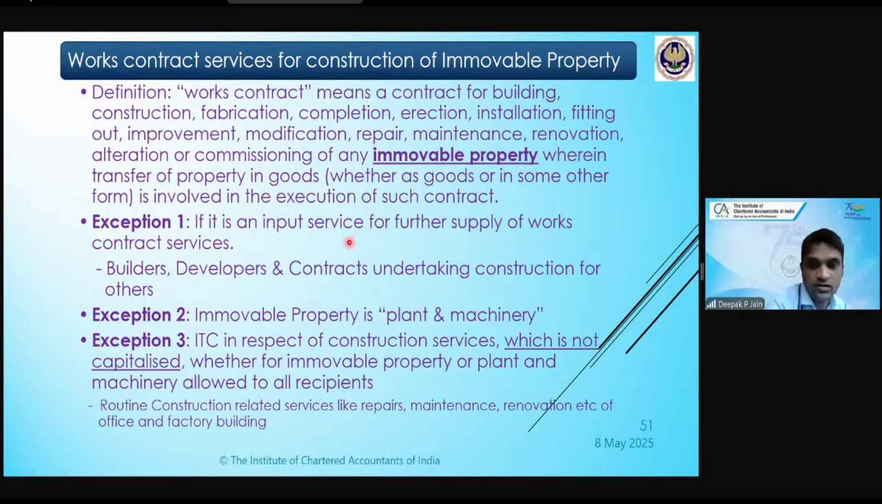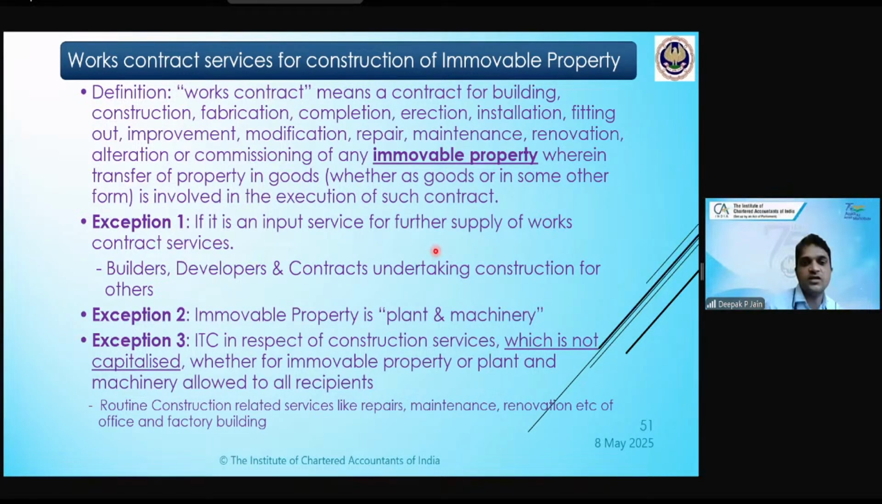It's a builder. The builder is building it and he will use it for supplying of the construction buildings. Then he will get the credit. So that's why builders, developers, and contractors who are undertaking construction for others, they will get the credit because it is an input service for further supply of works contract services.